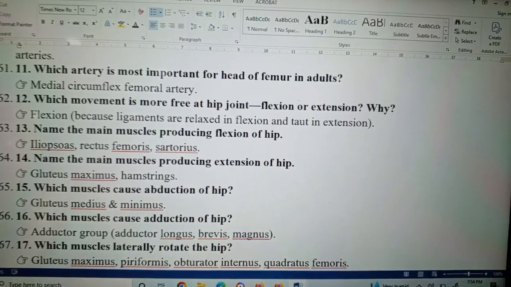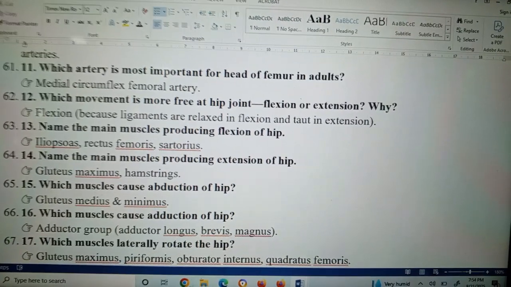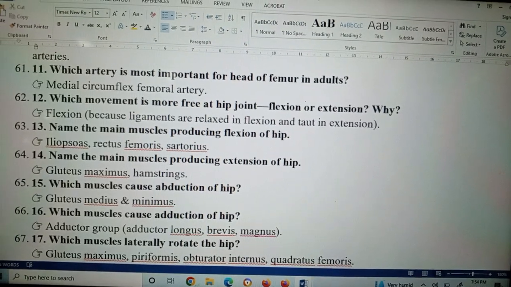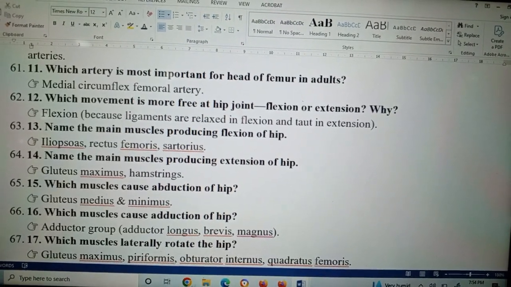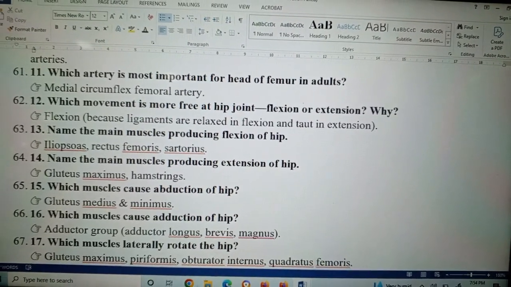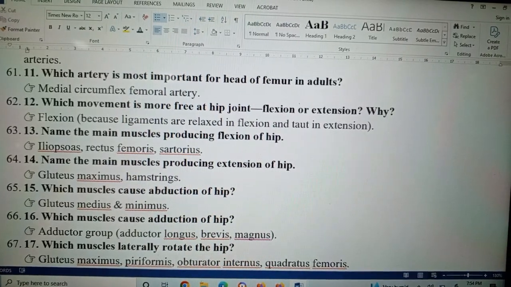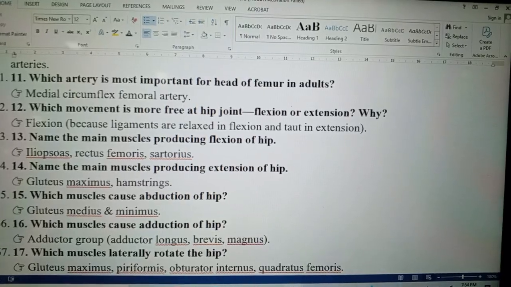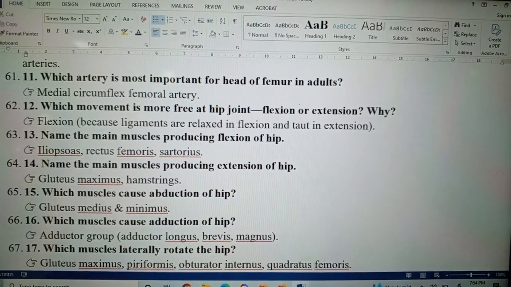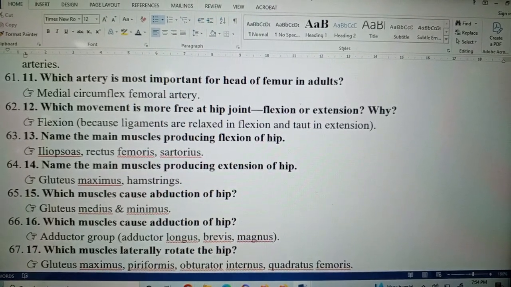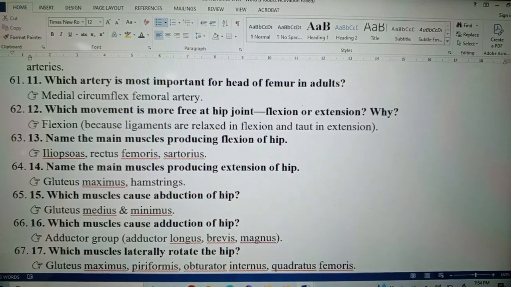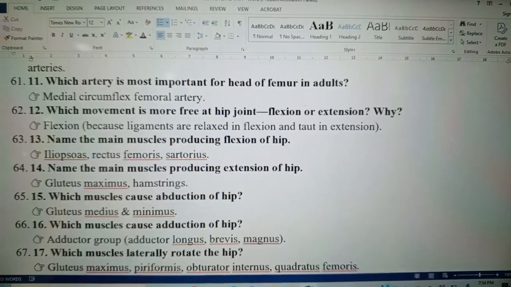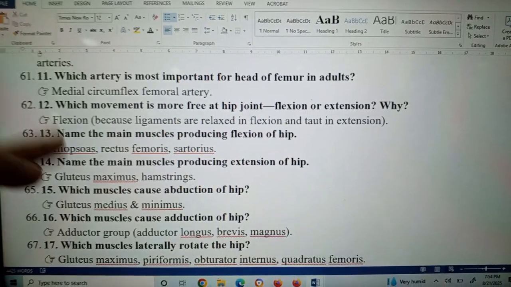Name the main muscles producing flexion of the hip. Iliopsoas muscle. I have shown in one of my videos how the iliacus and psoas muscles are present. Iliopsoas, rectus femoris, and sartorius perform flexion of the hip. Name the muscles producing extension of the hip. Gluteus maximus and hamstrings.